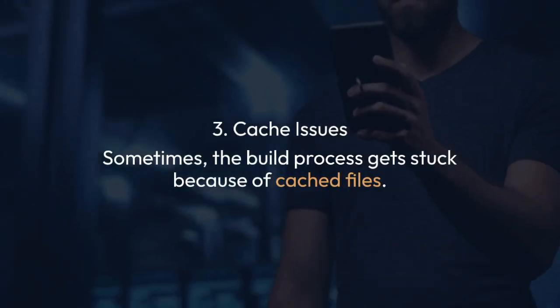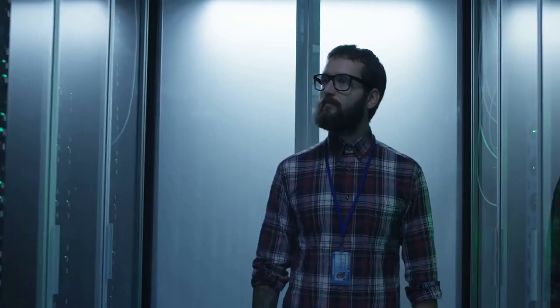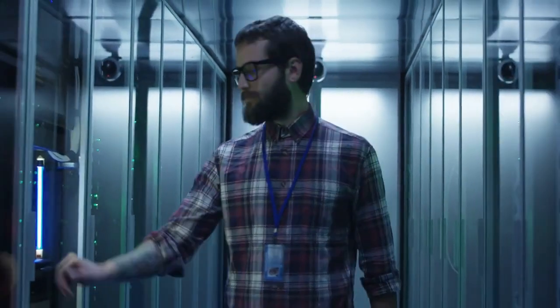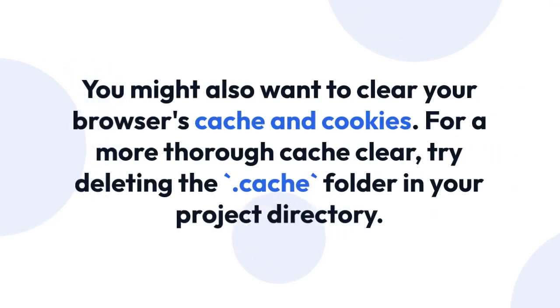3. Cache issues. Sometimes the build process gets stuck because of cached files. Try deleting your node_modules folder and running npm install or yarn install again. You might also want to clear your browser's cache and cookies. For a more thorough cache clear, try deleting the .babel-cache folder in your project directory.